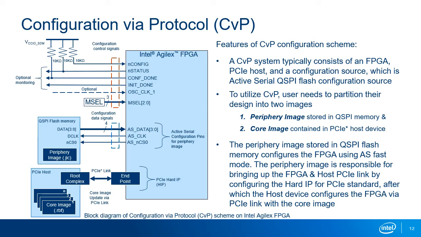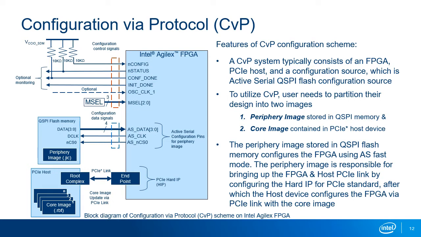CVP configuration scheme supports two modes, namely initialization mode and update mode. Initialization mode consists of two steps. Step 1 consists of configuring the FPGA with a periphery image after power-up using active serial or Avalon streaming configuration scheme. The periphery image simply brings up the PCIe hard IP and helps the FPGA establish a link with the external PCIe host device for further communication.